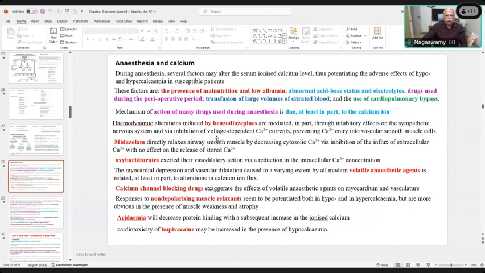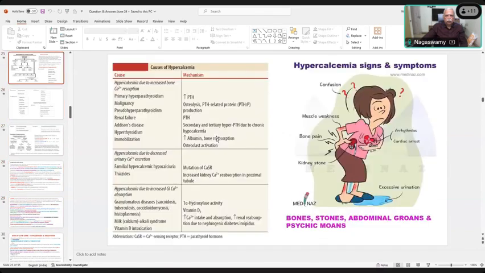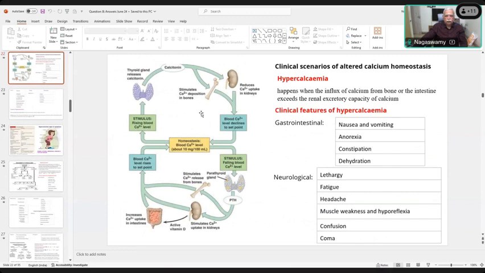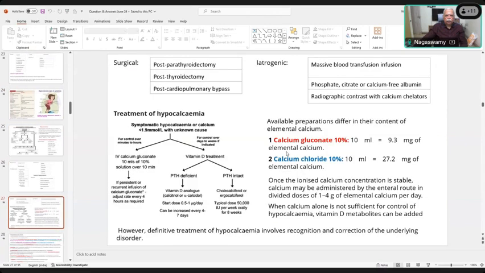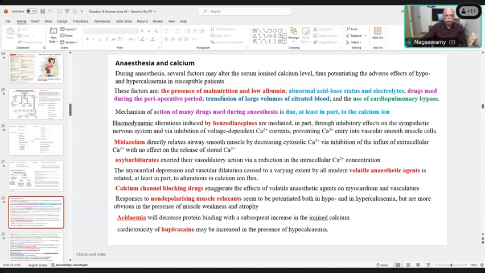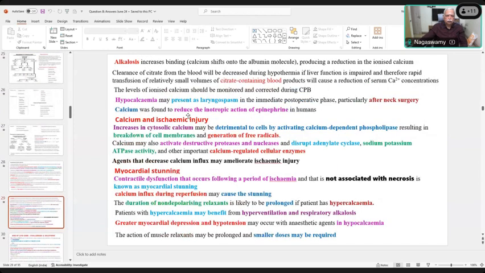So you can classify them into the physiological aspects, then the situations of hypercalcemia and hypocalcemia, their importance to anesthesia, and lastly the various individual anesthetic drugs and calcium, and the special situations of calcium in ischemic injury and myocardial stunning. Okay? So this is how I think you can classify the answer and try to present it.